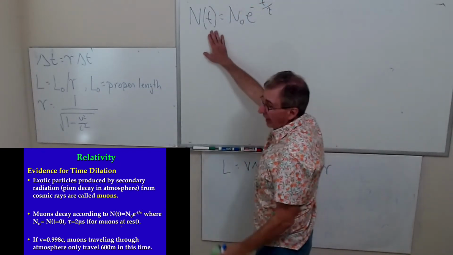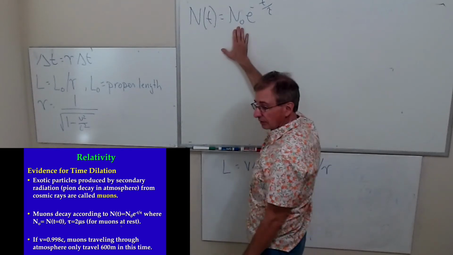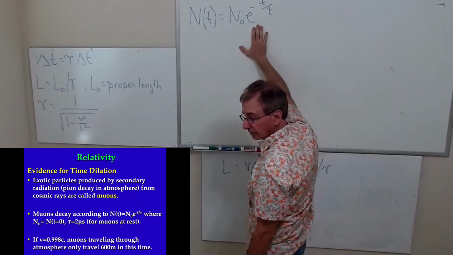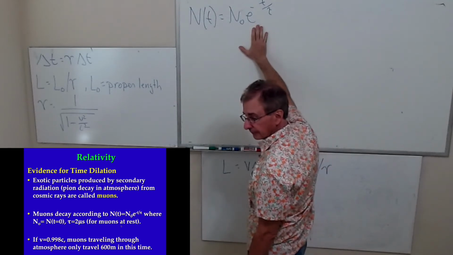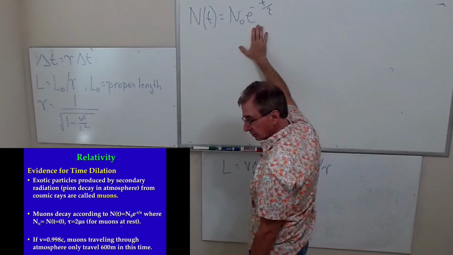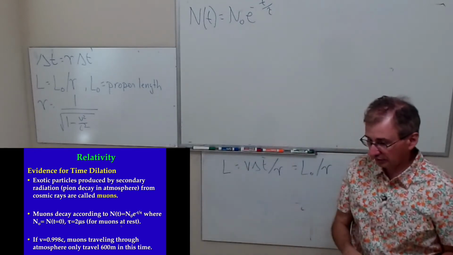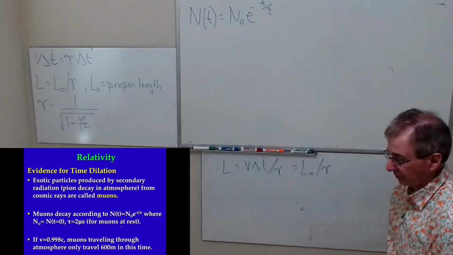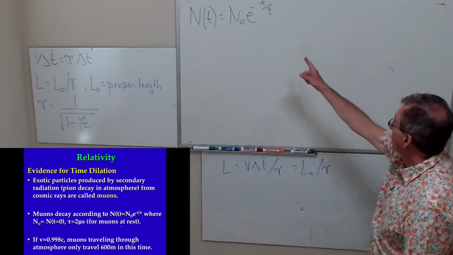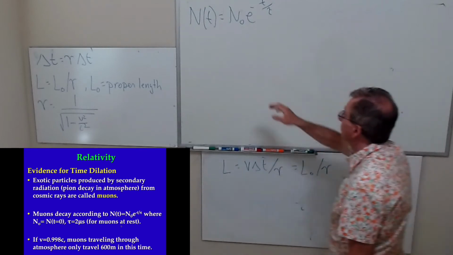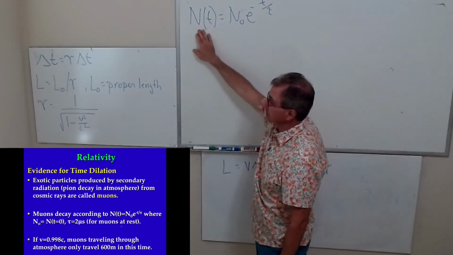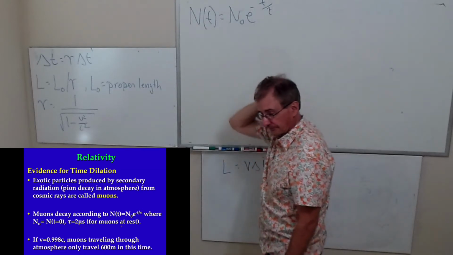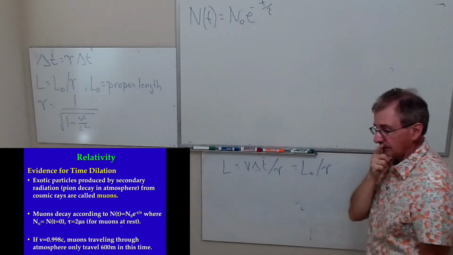The number you have at any time is equal to whatever you started with times some exponential decay factor. So particles decay exponentially, for example when they're radioactive, and they decay according to that equation. This represents how much you started with, and this represents how much you have at some time t.